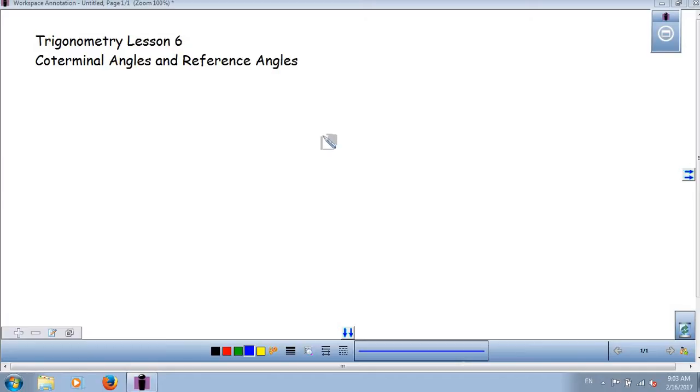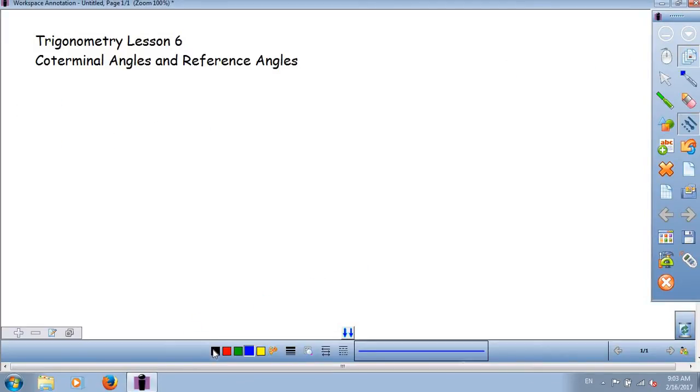This is number 6. Today our topic is coterminal angles and reference angles. I believe we have talked about coterminal angles before, just a little bit, but today let's go ahead and focus on that. Okay. So first, let us start with a diagram of coordinate planes.